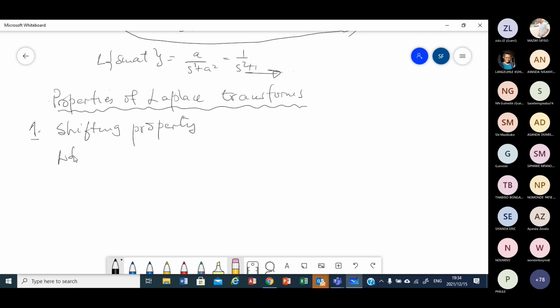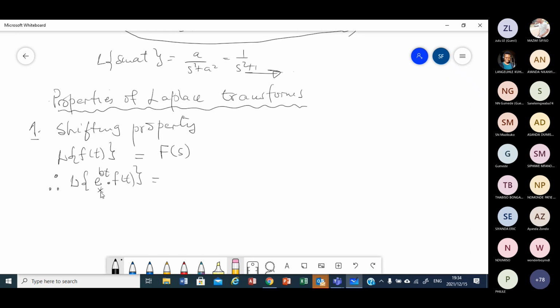We know that if you are asked to find the Laplace of any function f of t, our answer will always be F of s. In other words, it is a function in terms of s. Laplace of sine at is a over s squared plus a squared, there is s. So if we are asked to find the Laplace of any function, we'll know that the answer will be in terms of s. Therefore, what will happen if we are asked to find the Laplace of e to the power bt times f of t?